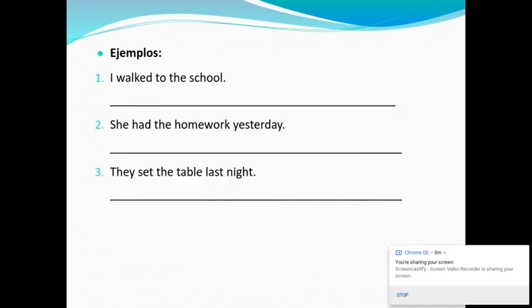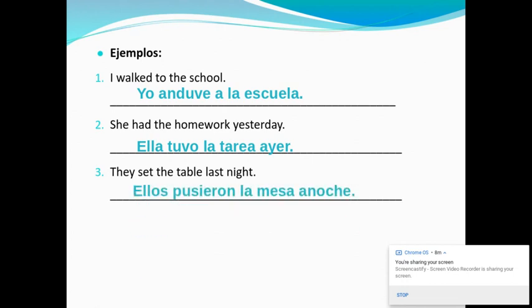I walked to the school. Yo anduve a la escuela. Now we know we could say yo caminé, but if we want to utilize one of these irregular verbs, yo anduve a la escuela. She had the homework yesterday, so we want to use tener. Ella tuvo la tarea ayer. They set the table last night. Ellos pusieron la mesa anoche. Again, we have this irregular stem, and we just add the ending.